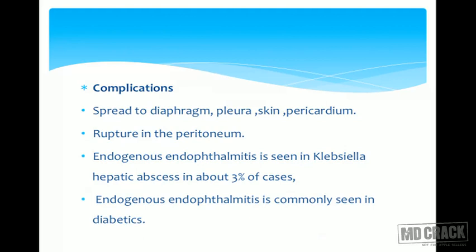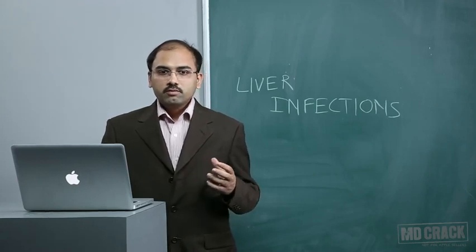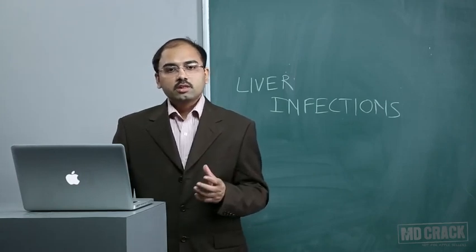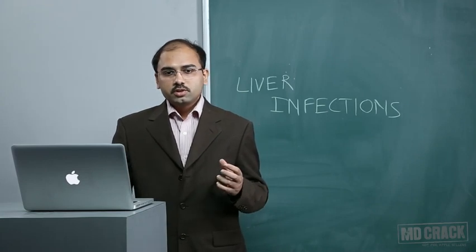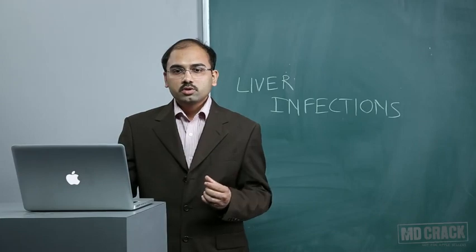They spread to diaphragm, pleura, skin and pericardium. When they rupture in pericardium, they will cause pericardial tamponade, or if ruptured in diaphragm, they will cause empyema and hamper the breathing of the patient. If they rupture in the peritoneal cavity, they can cause peritonitis. Such patients may require laparotomy or laparoscopy depending on the situation.